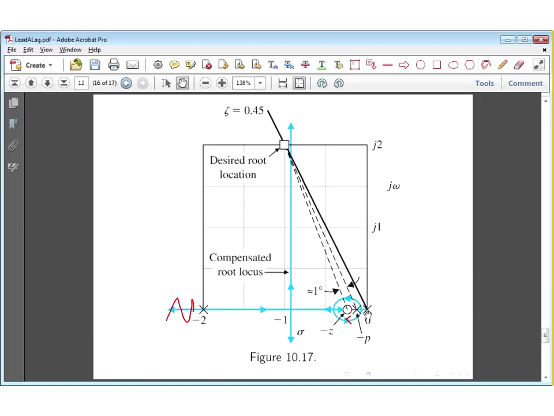Because the two branches start at the two loop poles, move towards one another until the breakaway point, and then break away upwards and downwards until they break in at this point, and then one branch goes to the zero, and the other one goes to the left until it meets the second breakaway point. Okay, so that then concludes this recording.